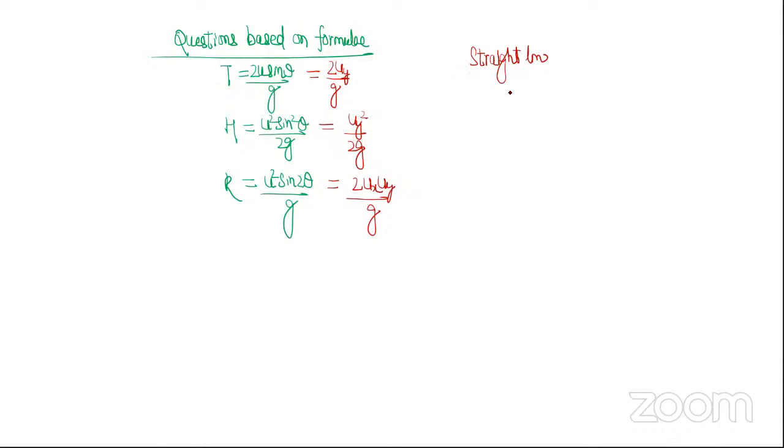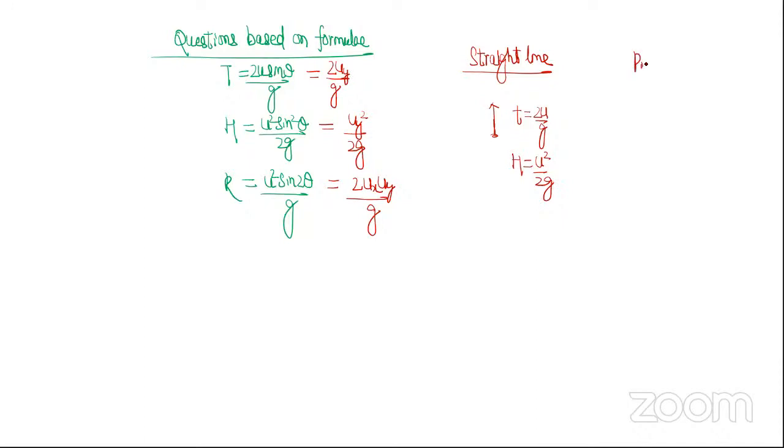In straight line motion, we were throwing balls like this. Time of flight, how much we had got? 2u by g we had got, na? Maximum height, how much we had got? u square by 2g we had got, na? See, the same thing you have got here also.